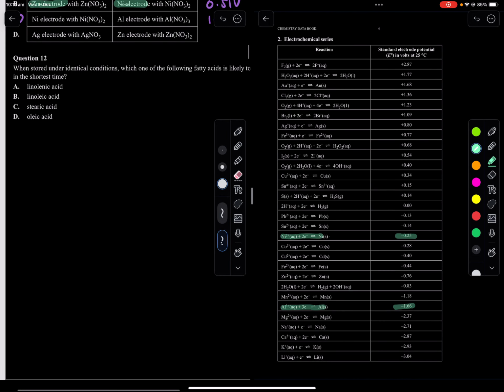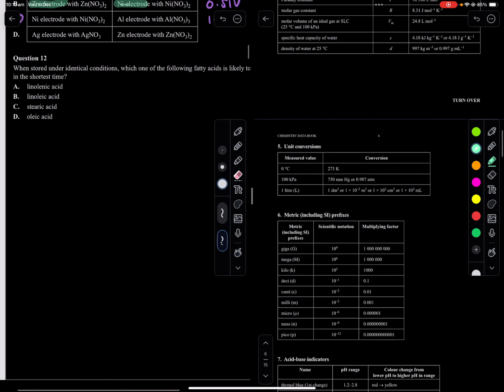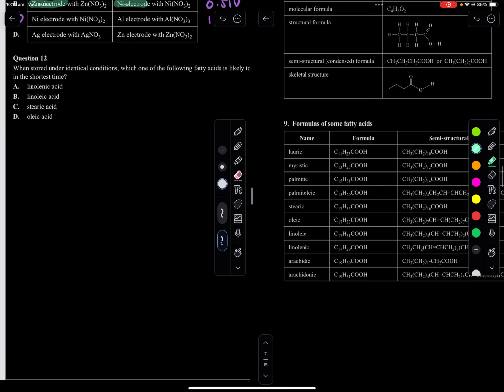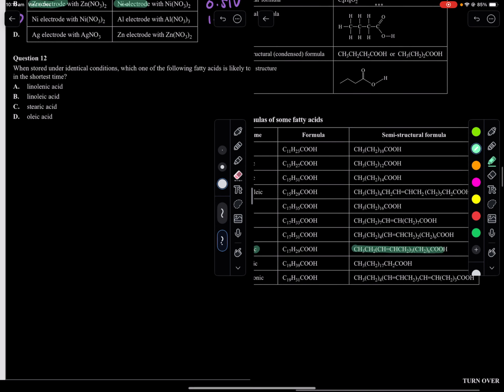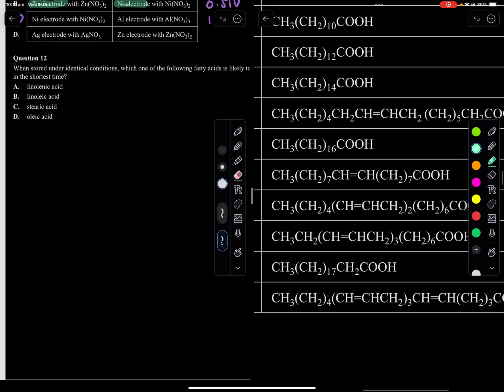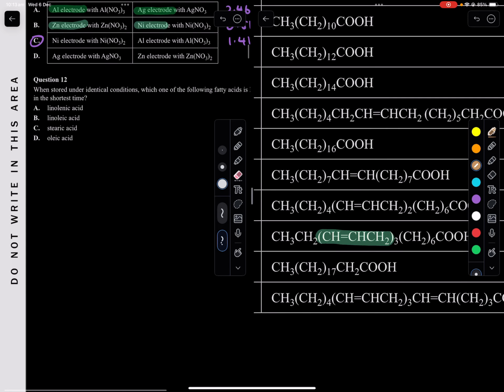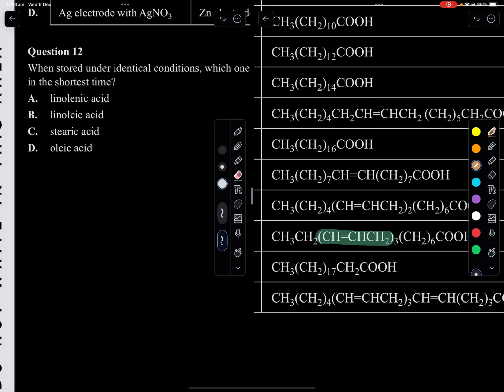Have a look at this. So go down and we're going here. Yes. So the first one is linolenic acid, which is over here. And have a look at this. If you look at it, how many double bonds? Have a look at here. There are 3 of those double bonds. So this one actually has 3 double bonds.